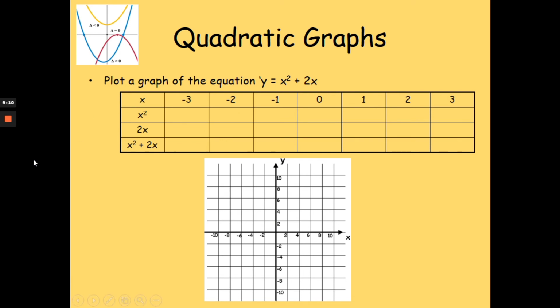So this time I've got an x squared row, and I've also got a 2x row. The bottom row is where I put them both together, so can you pause the screen and give that a try, please?